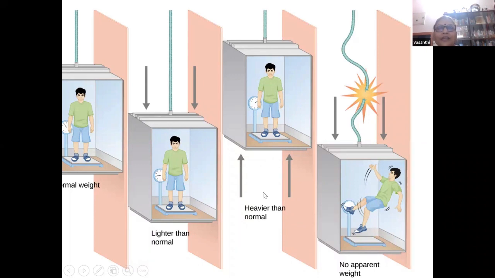And when the lift is accelerating upward, you will feel heavy. And the weighing machine will give zero. Suppose the cable is cut, the lift is under free fall. Under free fall, weight will be zero. Why under free fall, weight is zero, weightlessness? Why under free fall, do we feel weightless?